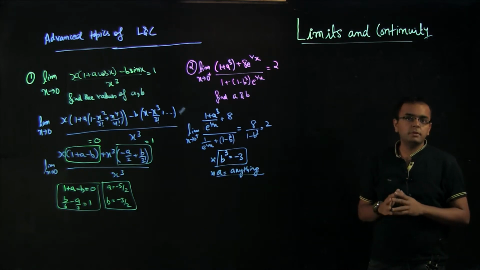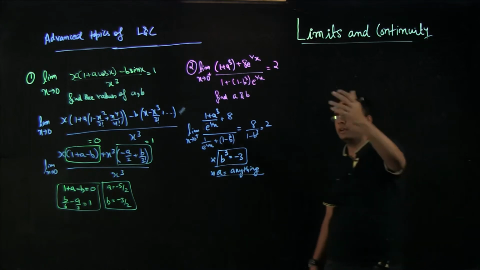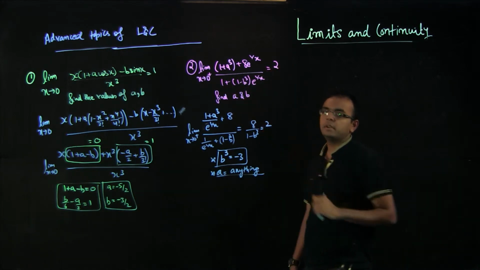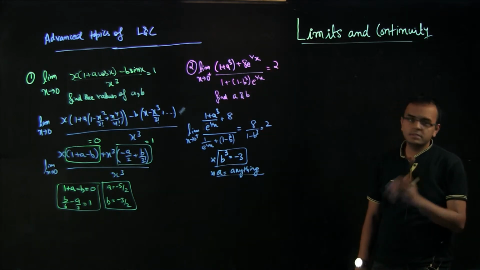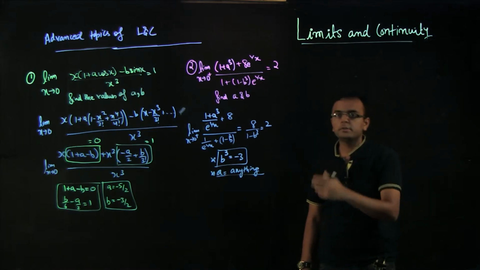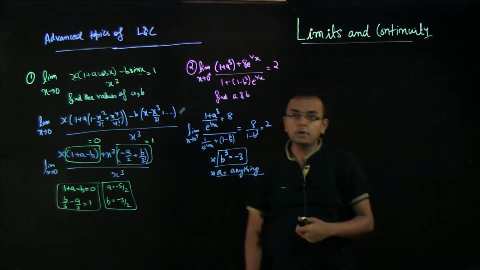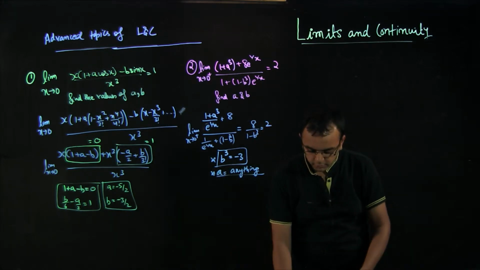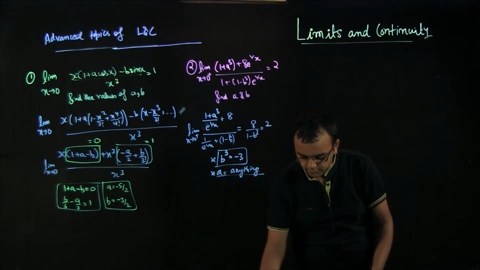Classical problem: if something is going infinity by infinity, you just divide by that term and make it vanish. This is a very common trick which we have even done in other problems, so I hope you could spot it in this case. Okay, now let's move on to some problems on continuity.